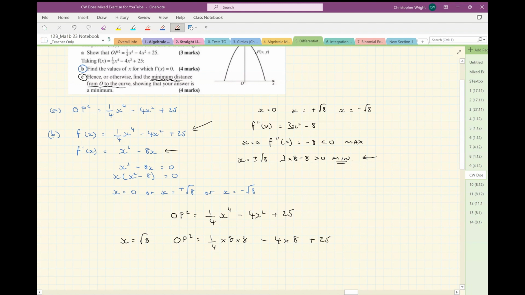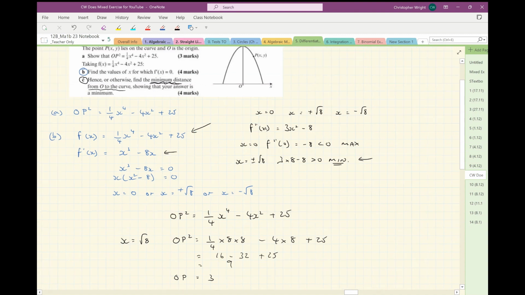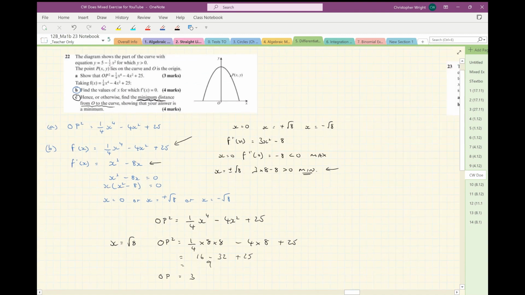Okay, so OP squared is, let's have a quick look at that. That's going to be 8 8s are 64. So that's a quarter of 64, 16, minus 32, plus 25. So that's minus 16 plus 25, which is 9. So OP squared is 9. So the distance must be the square root of 9, must be 3. So the minimum distance between the origin and the curve is 3.